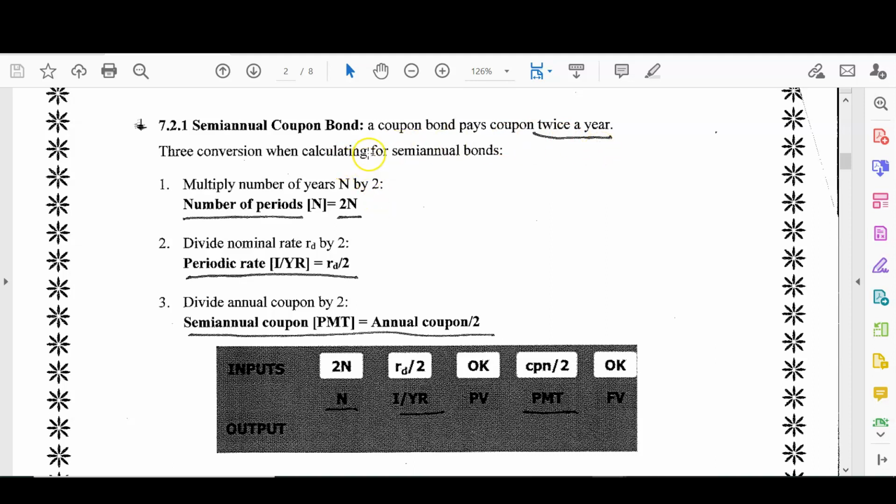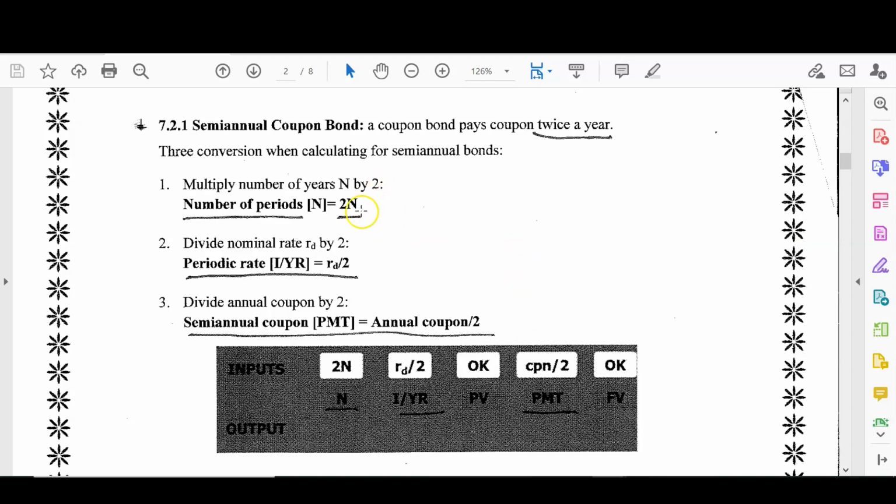There are 3 conversions we make when we calculate for semi-annual bonds. Just like how we work for present value or future value questions in the time value of money chapter, when we switch to semi-annual payments, we also make these 3 conversions. Here we're applying the same skills to the bond situation.